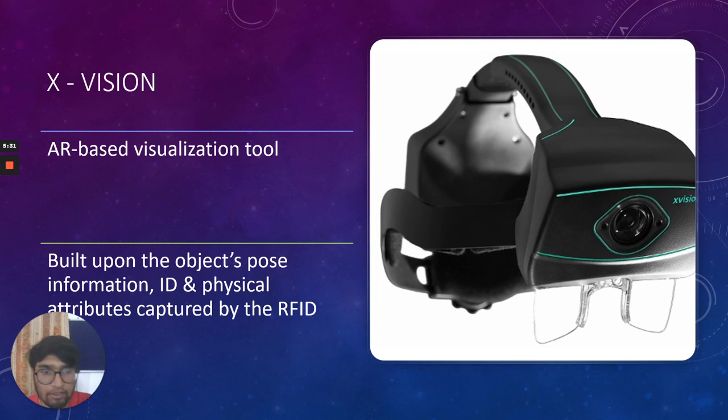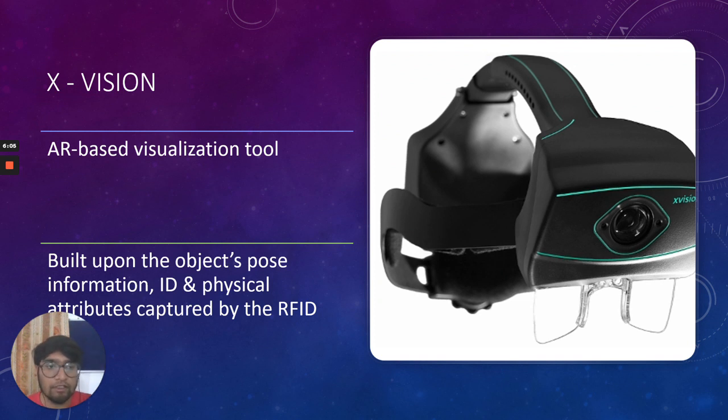So I'll be talking about RFID also, and this information is clubbed together and used to get all the information about the real world, and then this information is manipulated, converted or processed in such a way that we can use it for other purposes also. So this is the basic idea behind X-Vision, and all of this is based on two major things: RFID and pose detection, the information about the pose of the object.